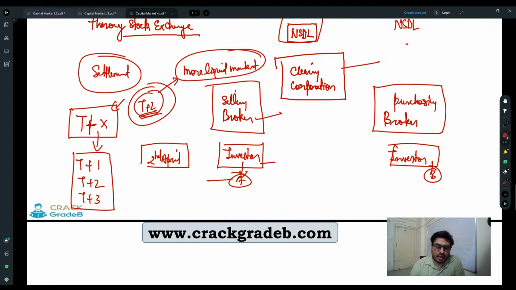T plus 1 settlement we have implemented in some areas, and gradually we will implement in the other areas also. So if the question is being asked, which settlement does India use right now? First of all, it is a vague question. You have to ask the question clearly. But if they ask this question, that India uses which settlement, you have to answer T plus 1 settlement rather than T plus 2, because our objective is to move from T plus 2 to T plus 1.